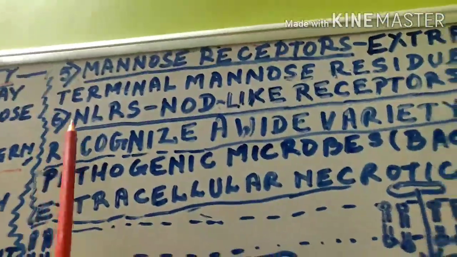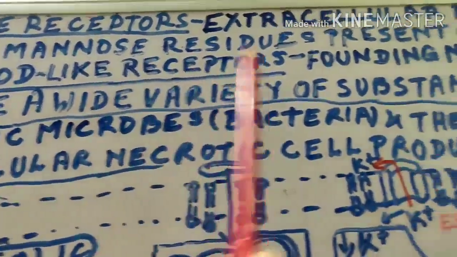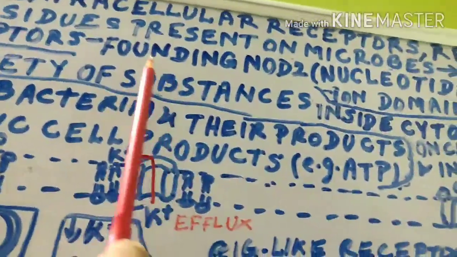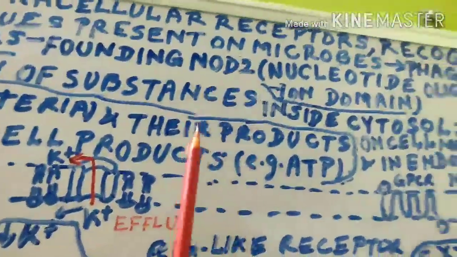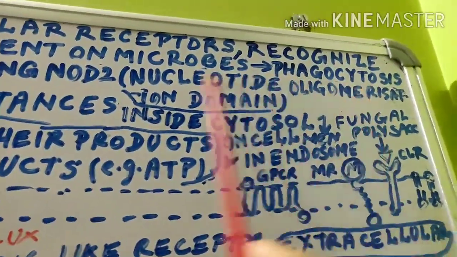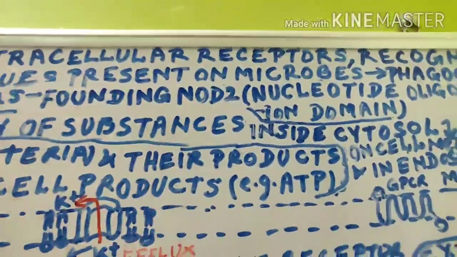Now the sixth receptor is NLR, that is node-like receptors. In the node-like receptor group, the founding member is NOD2. NOD means nucleotide oligomerization domain. Nucleotide oligomerization domain is the full form of NOD.